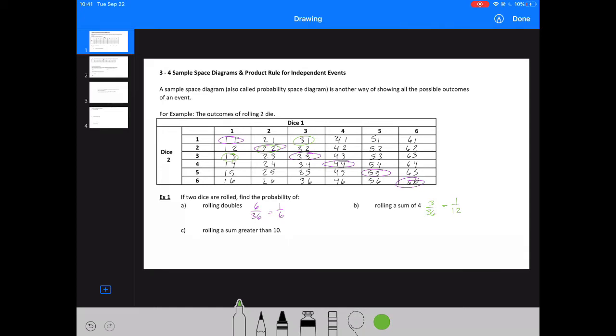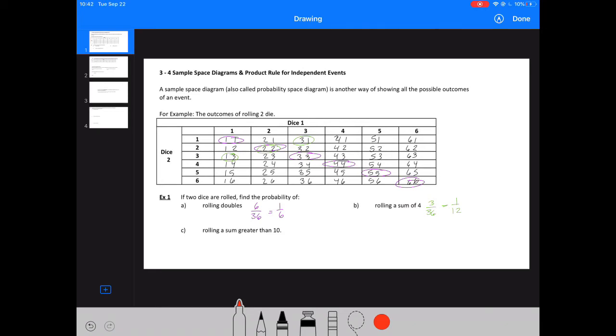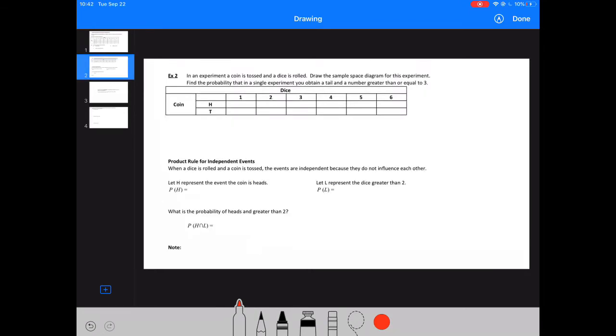My last one is rolling a sum greater than 10. So let's do those in red. So where am I greater than 10? So 5 and... here's sort of the diagonal row that's going to equal 10. So the only way for me to score more than 10 would be 1, 2, 3. So to roll a sum greater than 10, I would have 3 out of 36, or 1/12 again. So it's nice because you can count your outcomes and then determine your probabilities from there.